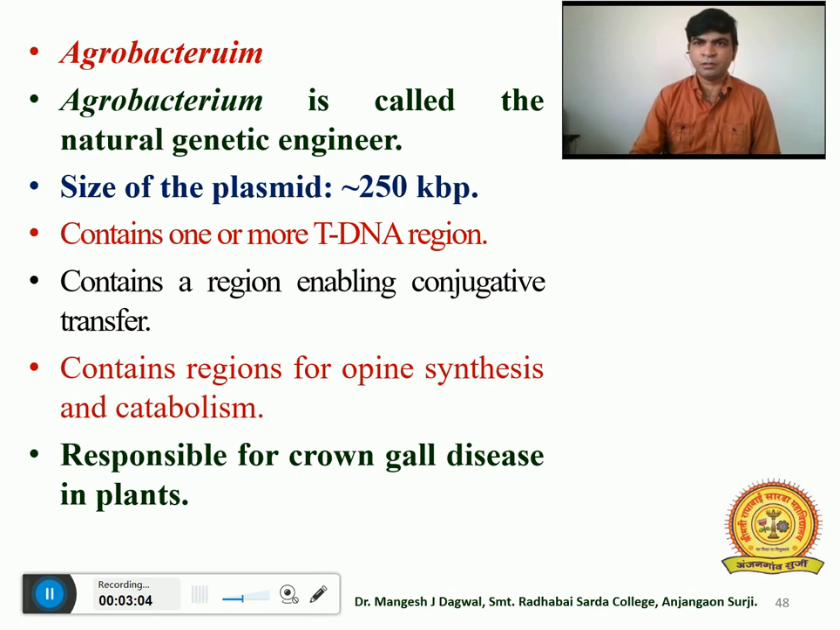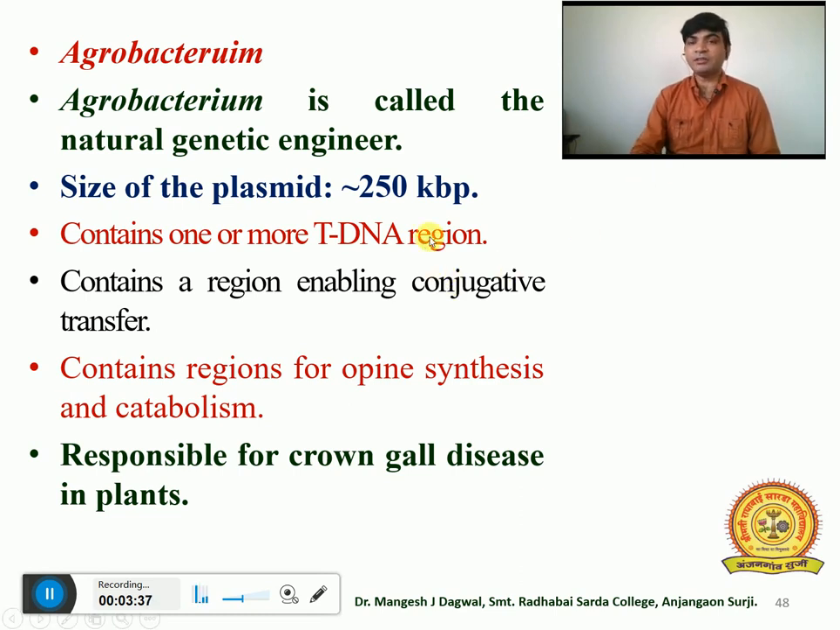Now the size of this plasmid which is present in the bacteria is approximately 250 kilo base pair. This plasmid contains, no doubt, all the properties of vectors, meaning it has an origin of replication, it has the capacity to undergo self-replication, and another most important thing, it contains the tDNA region.